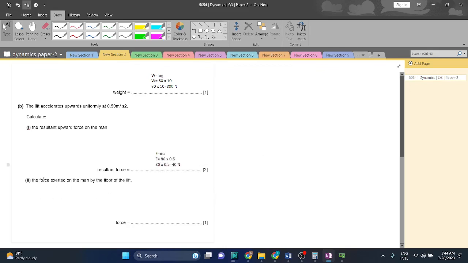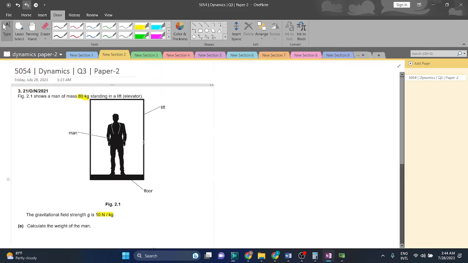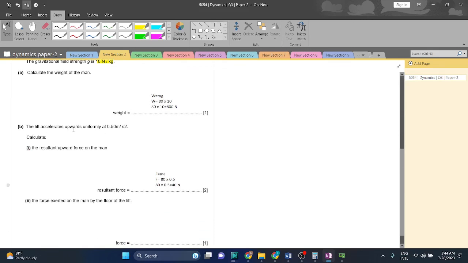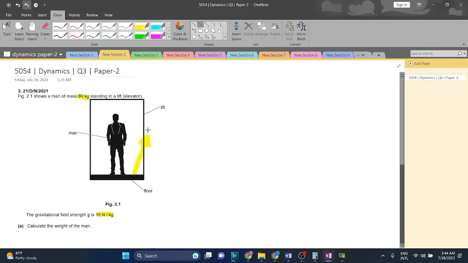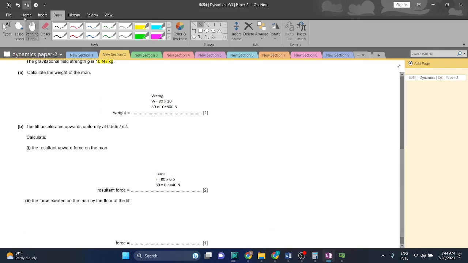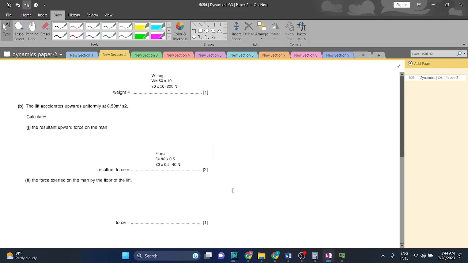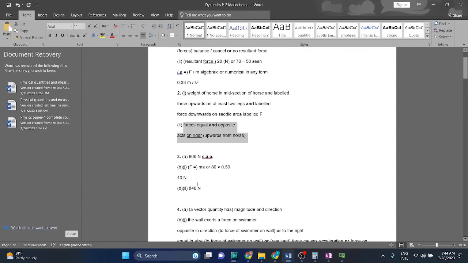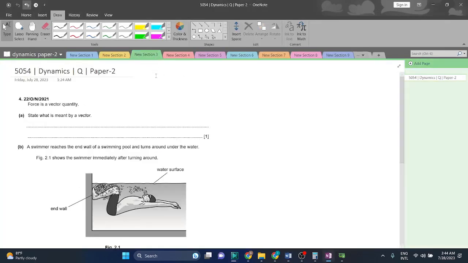The force exerted on the man by the floor of the lift. The lift accelerates upwards, so the lift is going upwards. So this should include the weight of the man and the resultant force. So 800 plus 40 will be the answer, 840. This is the force. And let's see if this is correct. Okay, this is correct.